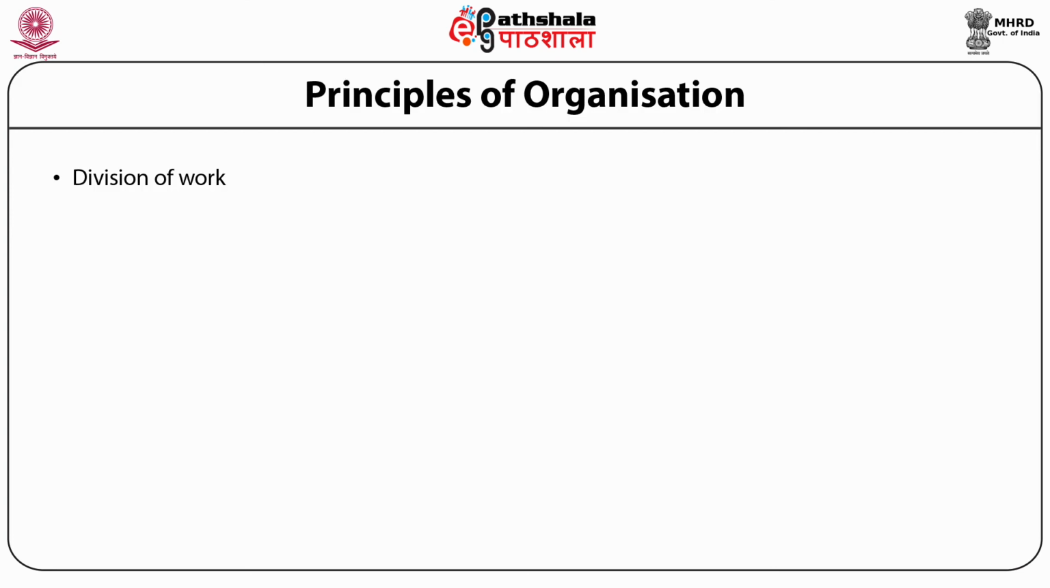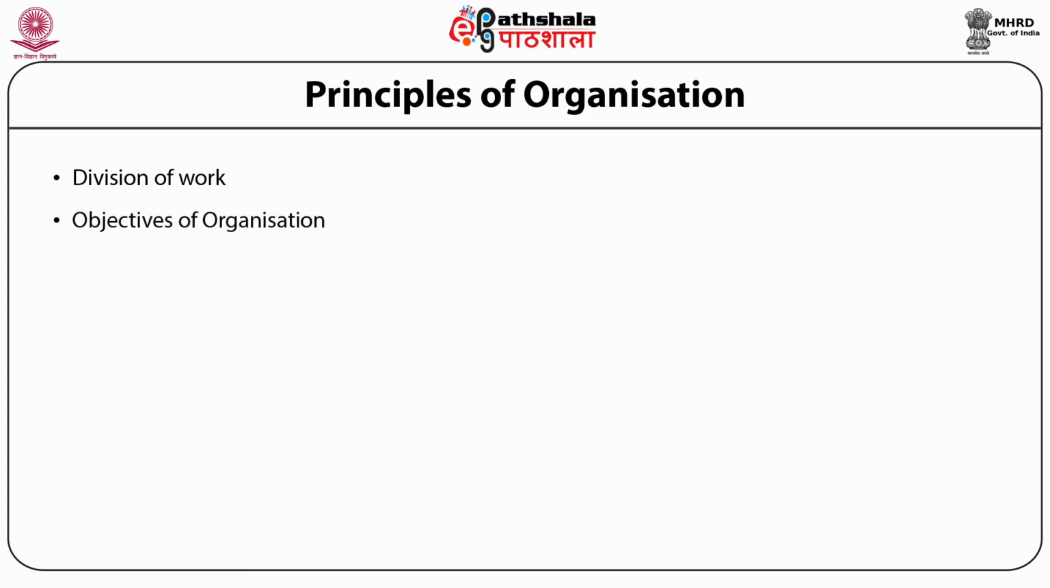In this way, efficient and high production could be achieved. It also reduces wastage and leads to decrease in costs. Division of work is considered necessary for efficiency. An organization structure should be so designed that it permits division of work.